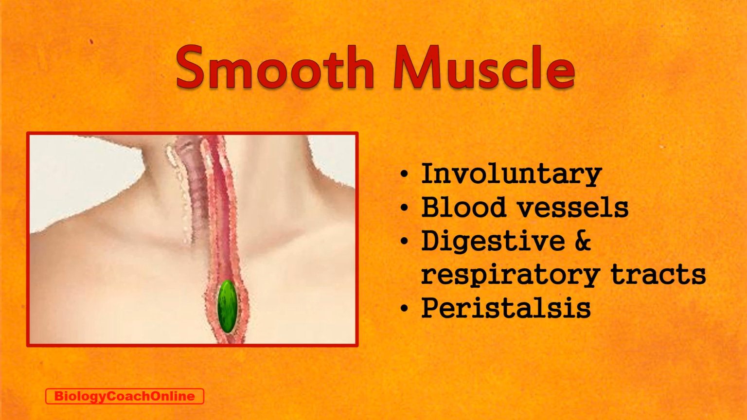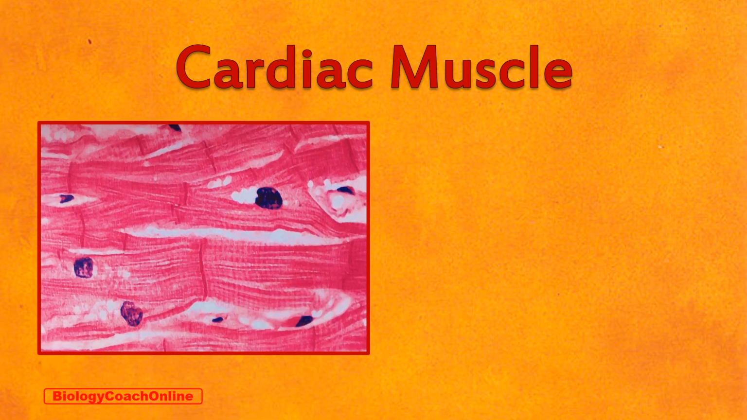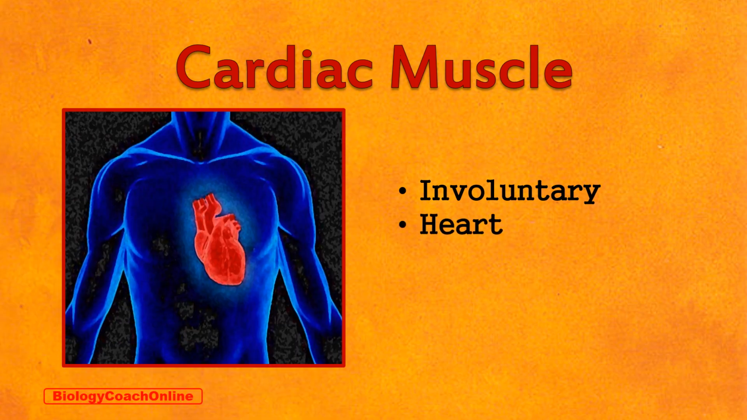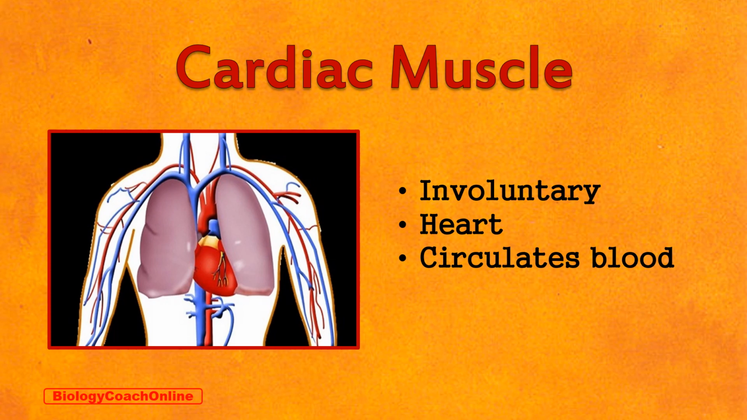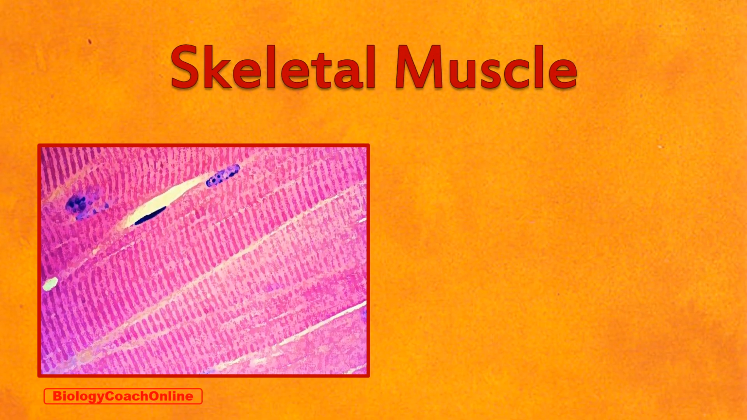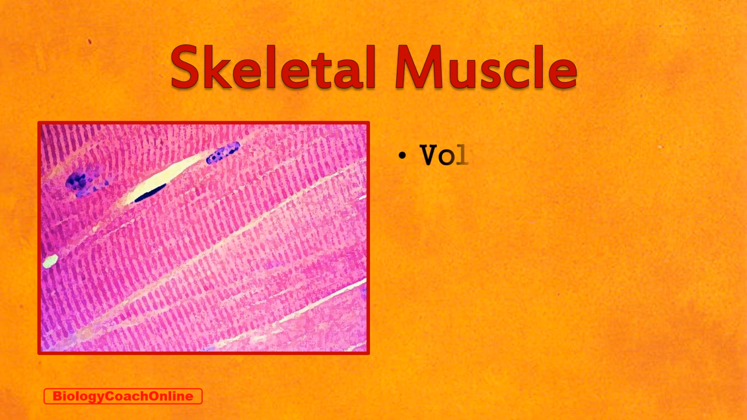Cardiac muscle, like smooth muscle, is obviously involuntary. That is, you don't have to think about making your heart beat. It just beats. As its name implies, cardiac muscle is found only in your heart. Now, both smooth muscle and skeletal muscle are found throughout the body. Cardiac muscle functions to circulate blood through the body, as well as maintain blood pressure. And finally, we have skeletal muscle. Skeletal muscle is the only one of the three muscle types that is voluntary. That is, you control your skeletal muscles.